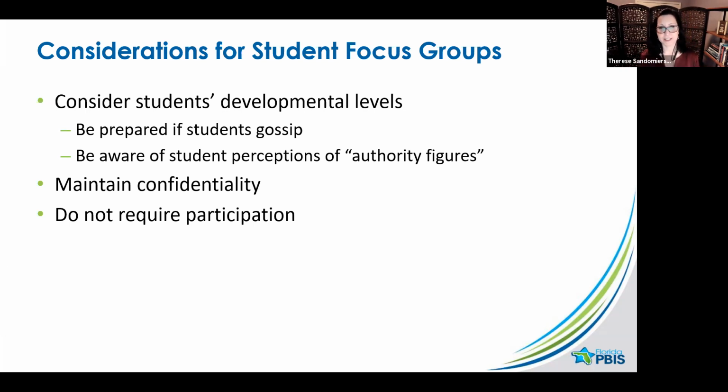Always maintain confidentiality, and this goes for family focus groups as well. Never require participation. People can share as they feel comfortable sharing. Sometimes that means not at all. Some may not even want to be there. They may want to leave immediately. That's okay too.